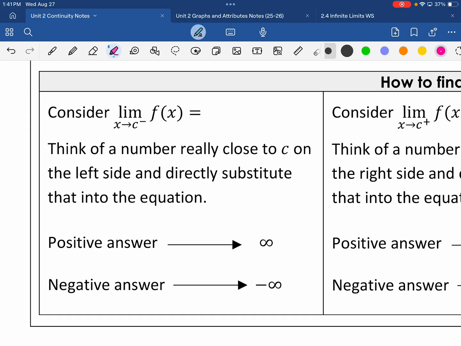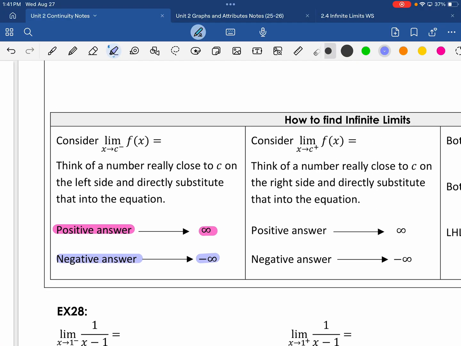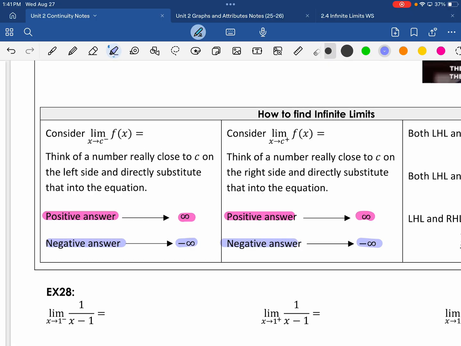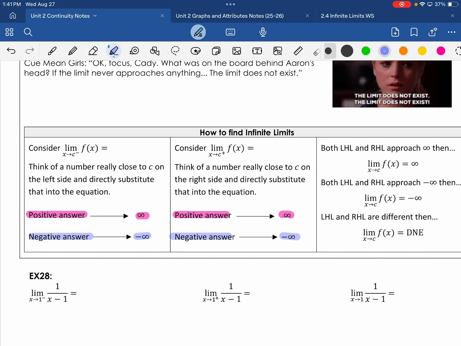All right. So what we're going to do is consider a number really, really close to C, which is any number. We're going to consider a number really, really close to it on the left side, and figure out if my answer is positive or negative. If it is positive, it's going to go to positive infinity. If it's negative, it's going to go to negative infinity. Same thing on the right side. If it's positive, you go to positive infinity. If it's negative, you go to negative infinity. If the left-hand limit and the right-hand limit are the same, then we can say that the limit is either positive or negative infinity. If they are different, then it would be DNE.